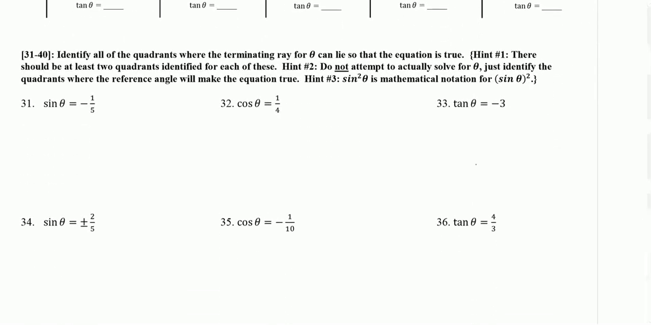Number 31 to 40, we need to identify all the quadrants where the terminating ray for theta can lie so that the equation is true. Hint, there should be at least 2 quadrants identified for each of these. Hint number 2, do not attempt to actually solve for theta, just identify the quadrants where the reference angle will make the equation true. And hint number 3, sine squared theta is mathematical notation for sine of theta squared.